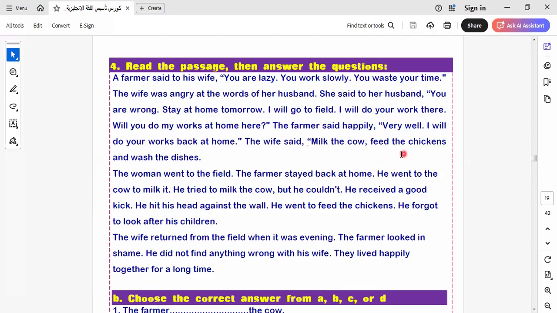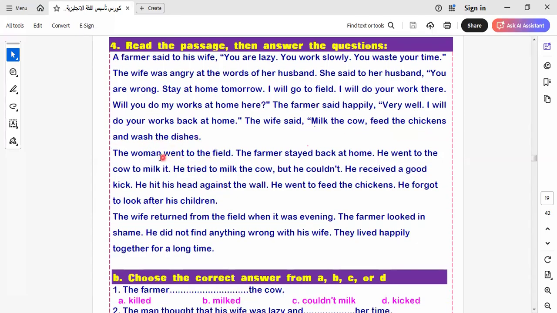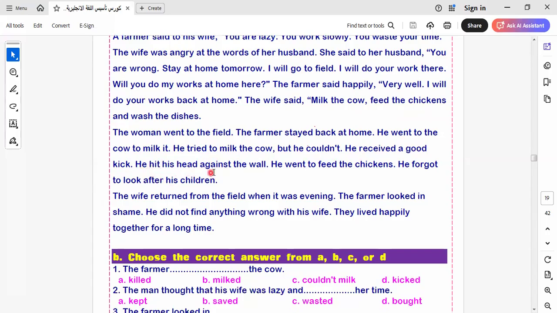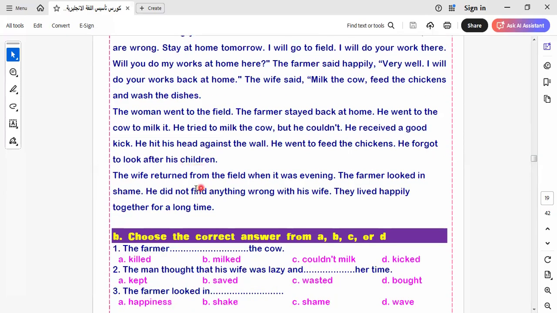Feed the chicken, give the beans to the chicken, and wash the dishes. The woman went to the field. The farmer stayed back at home. He went to the cow to milk it. He tried to milk the cow, but he couldn't. He received a good kick. He hit his head against the wall. He went to feed the chicken. He forgot to look after his chicken.